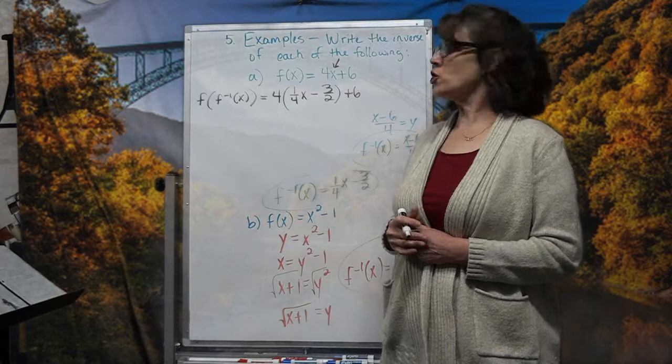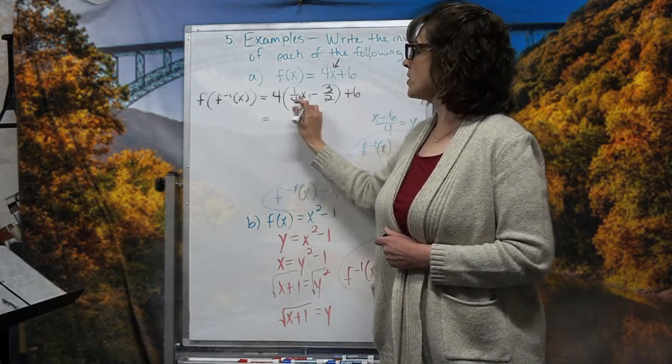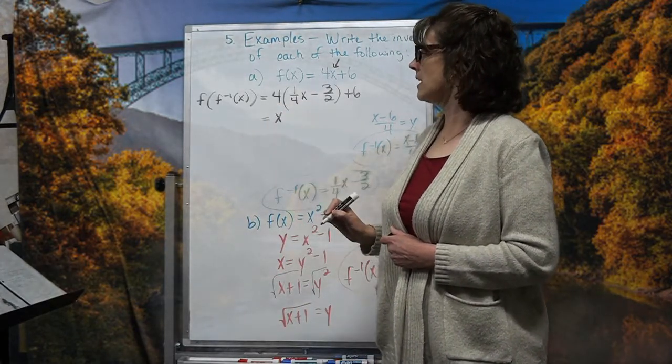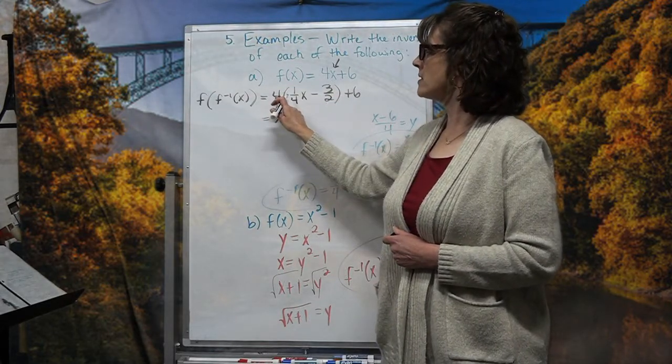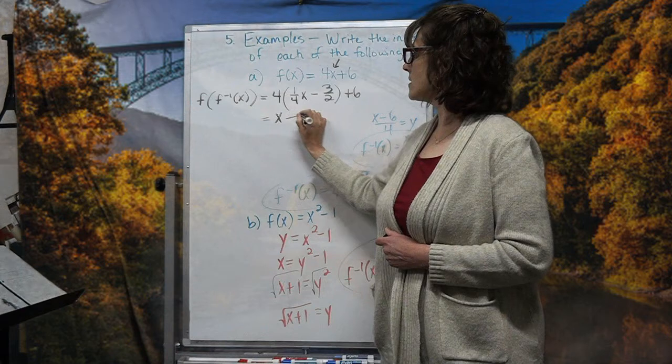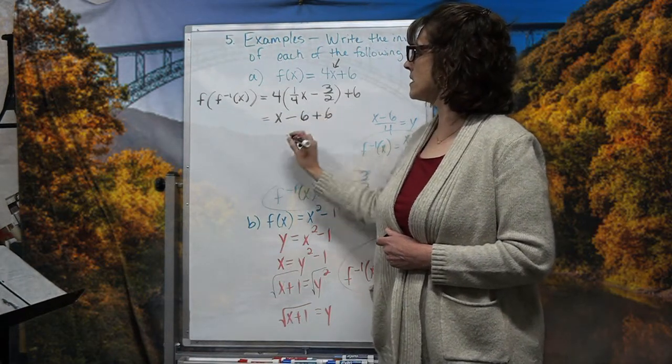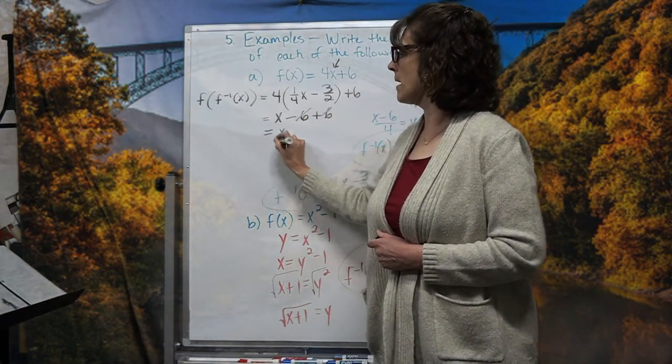Now you know you need to distribute that 4 through. 4 times 1/4 cancels, and I get an x. 4 times negative 3 halves, well, 2 goes into 4 twice. 2 times 3 is 6. So I get a negative 6 plus 6. These cancel. Sure enough, I get my x.